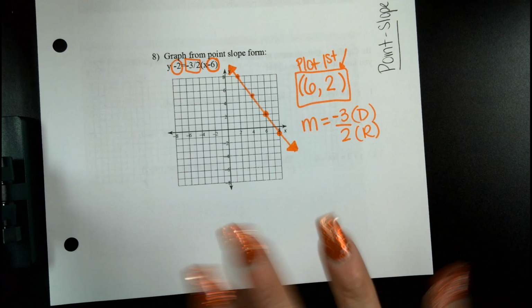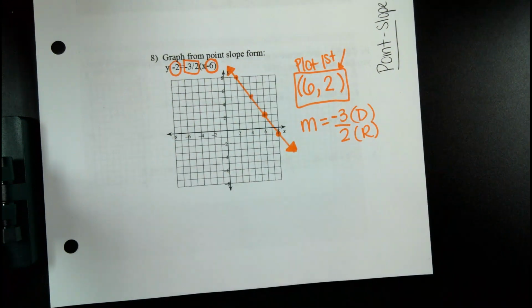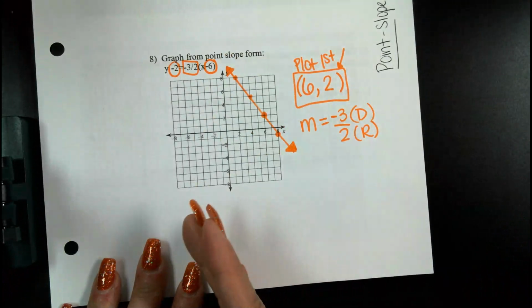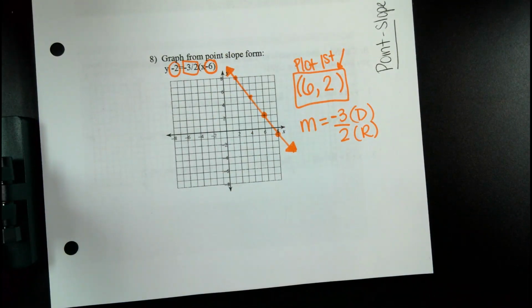All pretty simple. The only difference is your starting point is somewhere random on the graph. It's not on the y-axis. You guys have been used to our starting point always being on the y-axis. Well, now it's just going to be some random ordered pair. But then after you plot that, everything else is the same. You just use the slope.